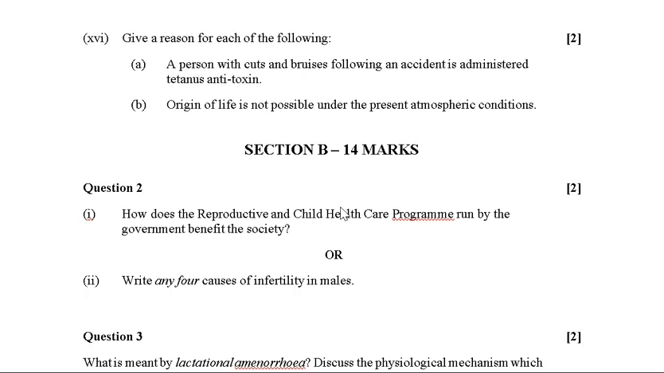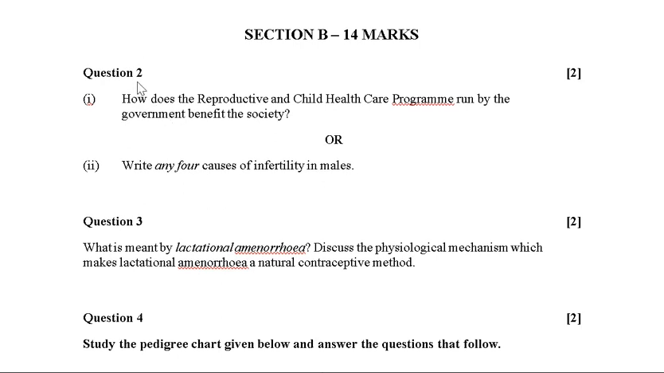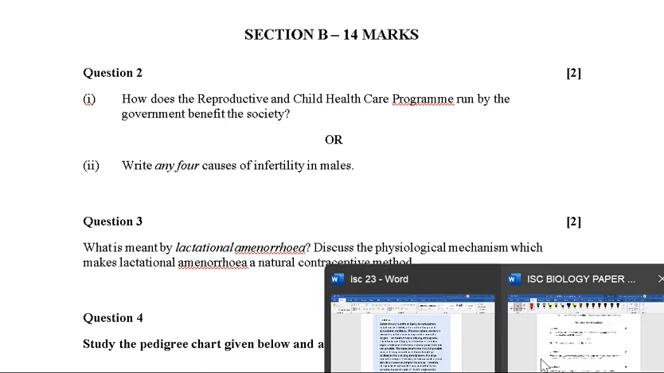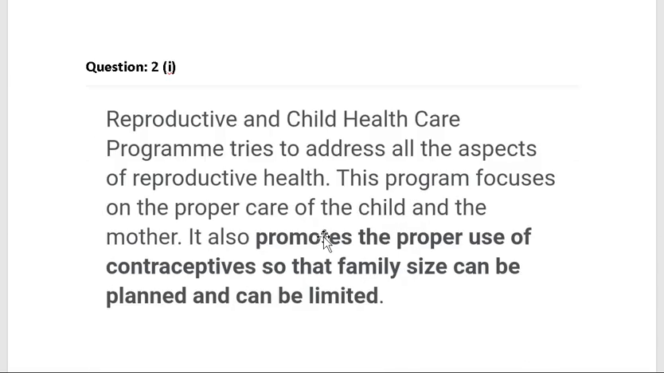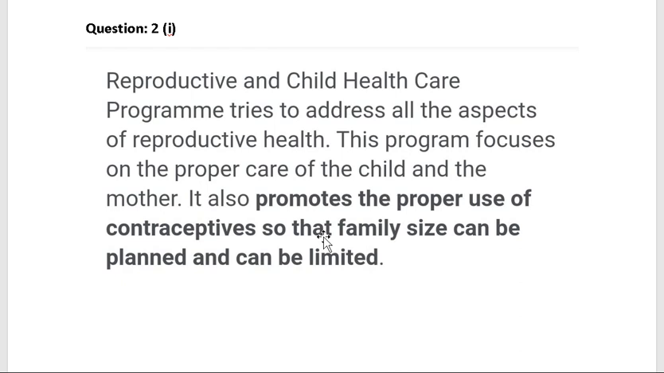Now come to section B. Question number 2. How does the reproductive and child health care program run by the government benefit the society? This one also I prepared. The reproductive and child health care program tries to address all the aspects of reproductive health. This program focuses on the proper care of the child and the mother. It also promotes the proper use of contraceptives so that family size can be planned and limited.